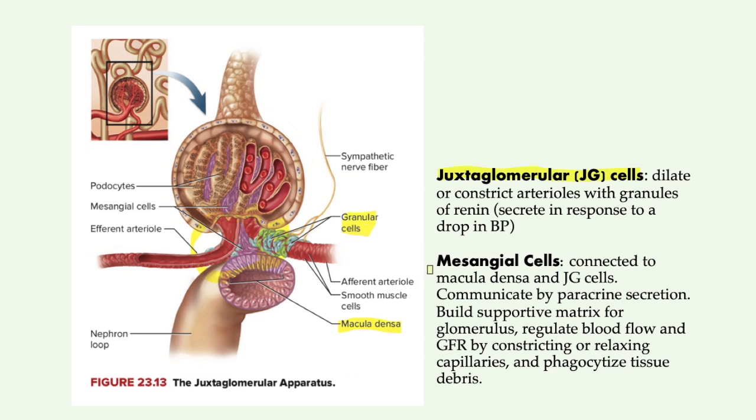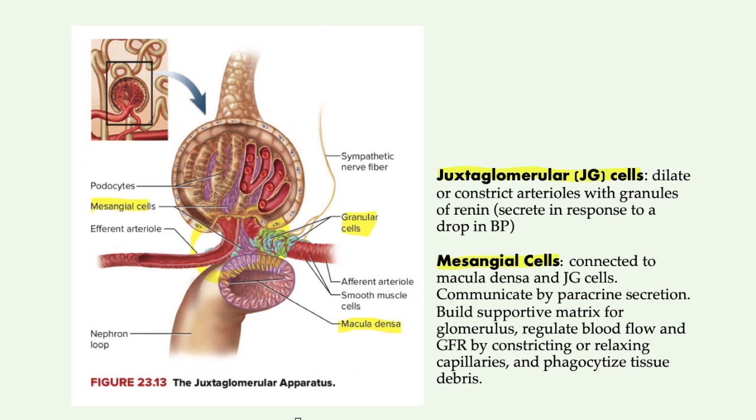Third, we have the mesangial cells, which are connected to the macula densa and the juxtaglomerular cells. They communicate with each other by paracrine secretion. They build supportive matrix for the glomerulus, regulate blood flow and glomerular filtration rate by constricting or relaxing the capillaries, and they phagocytize tissue debris.